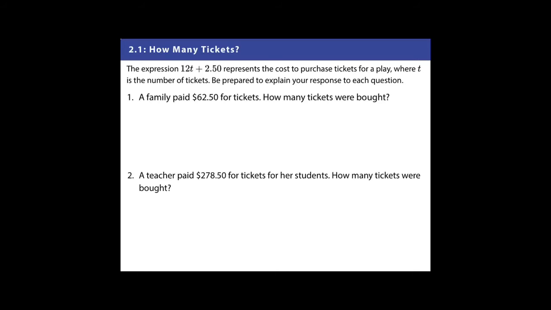So one way to do this would be to subtract 250 from 62.50, and that'll give us $60. And if 12t equals 60, then t has to equal 5, because you would divide each side by 12, and 60 divided by 12 is 5. So they bought 5 tickets.